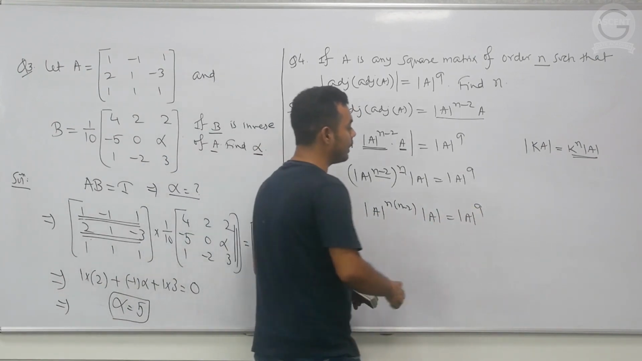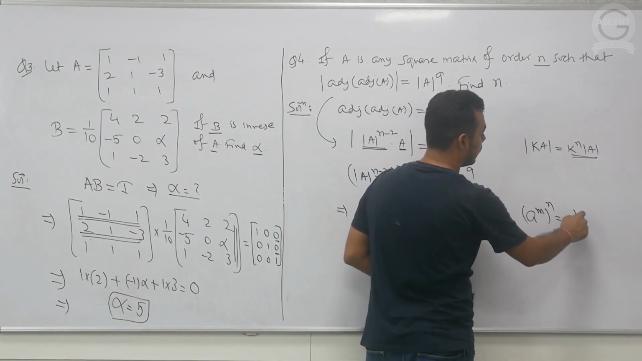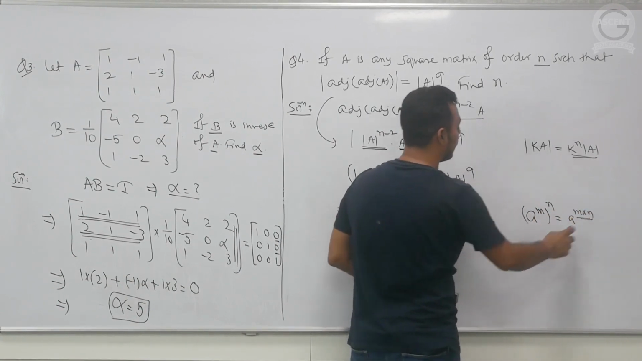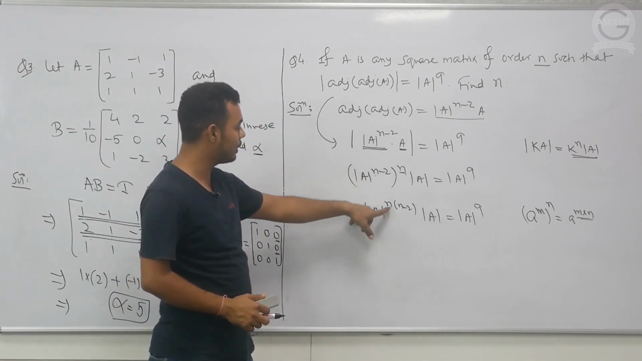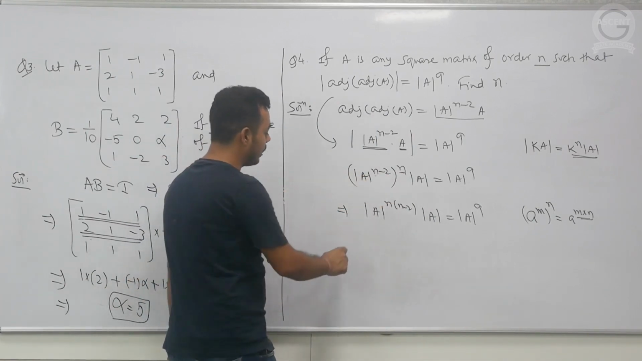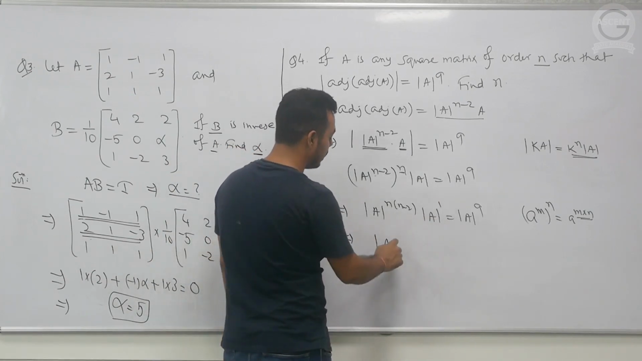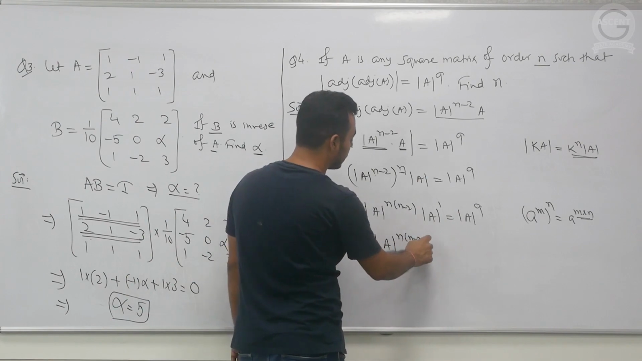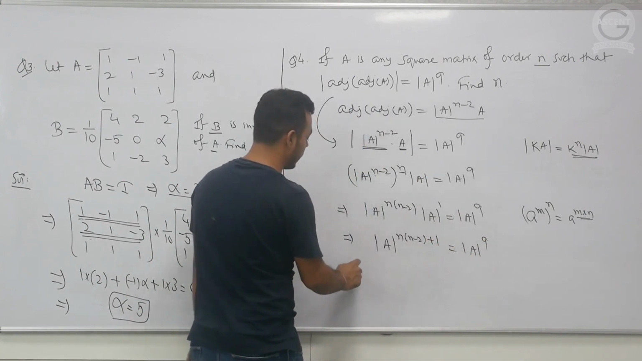Here I have used the property of indices: A to the power m to the power n is A to the power m into n. So similarly we had n minus 2 raised to the power n, so n into n minus 2. Now since the base is the same, we can add the exponents. So this will be n into n minus 2 plus 1, which equals determinant of A to the power 9.